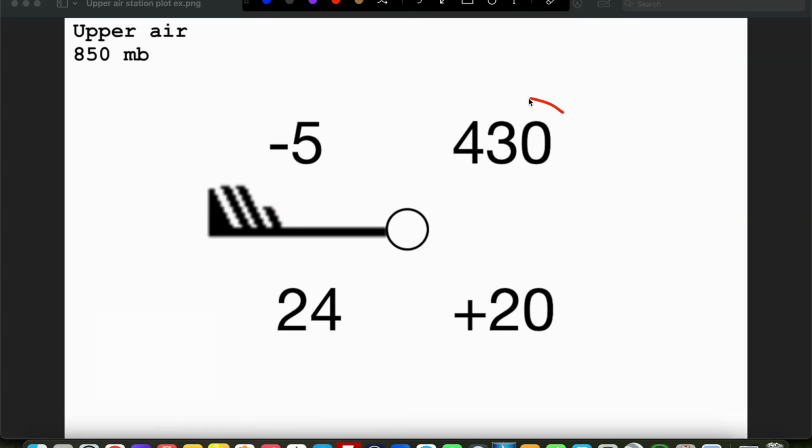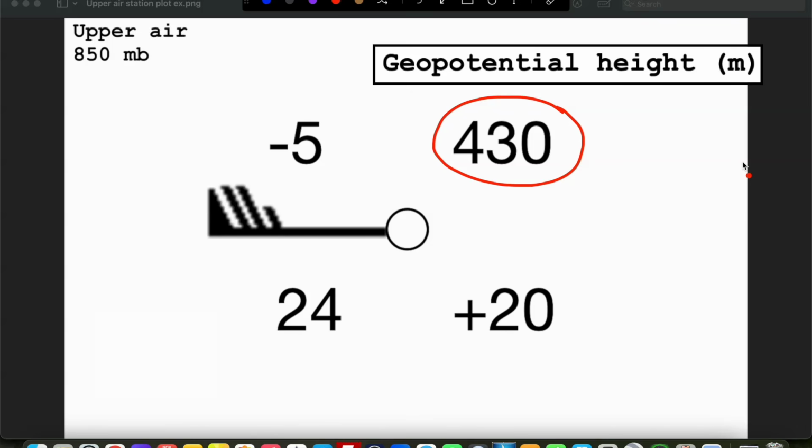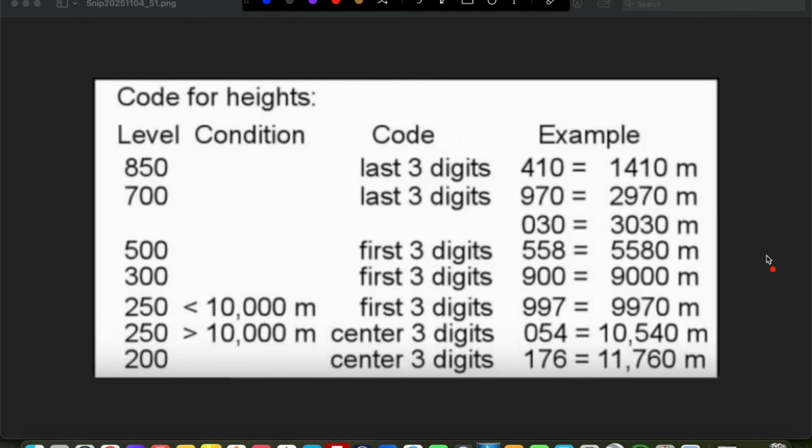Now, this value at the top right of the station plot is the geopotential height value at the station given in units of meters. This is the most complicated value on an upper air station plot. Number one, because like the surface map, it's given in code, but the way it's coded is different for every mandatory level of the atmosphere. Here is a chart that shows all of the ways that geopotential height values are coded on each of the different upper air maps we use to forecast. I'm going to include this chart in the attachments tab below this video if you'd like to reference this in the future.